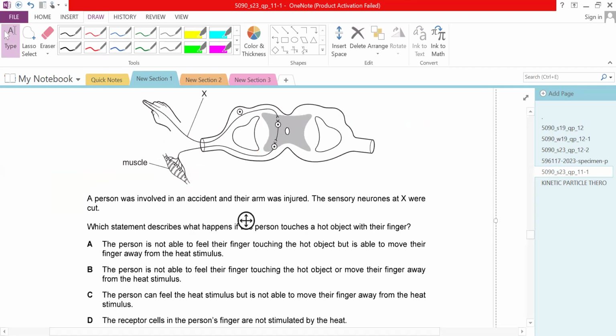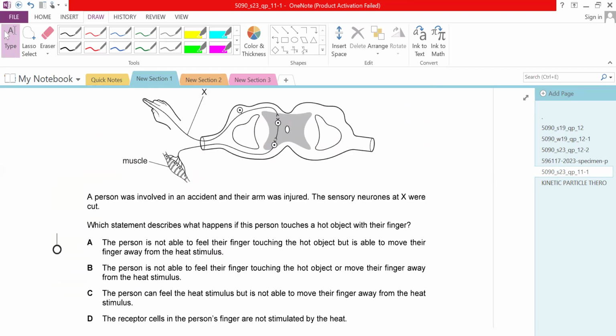Where it went. A person was involved in an accident and their arm was injured. The sensory neurons at X were cut. Which statement describes what happens if the person touches a hot object with their fingers? Statement A: the person is not able to feel their finger touching the hot object, but is able to move their finger away from the heat stimulus.